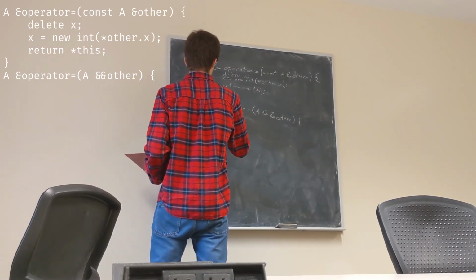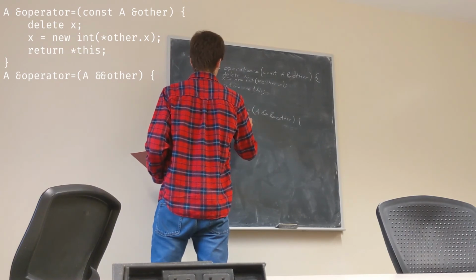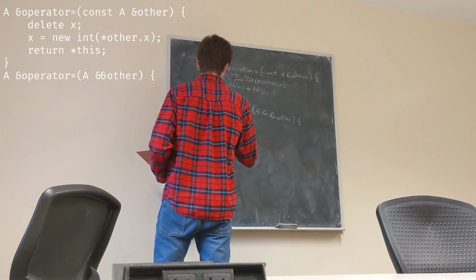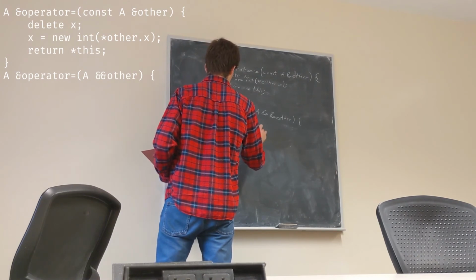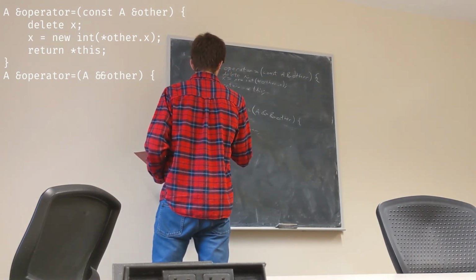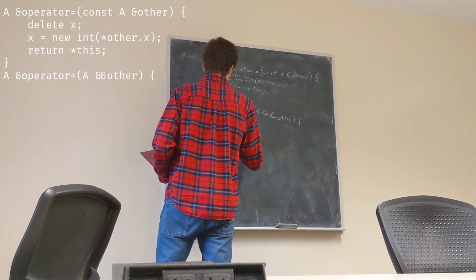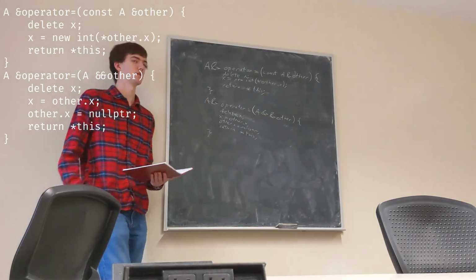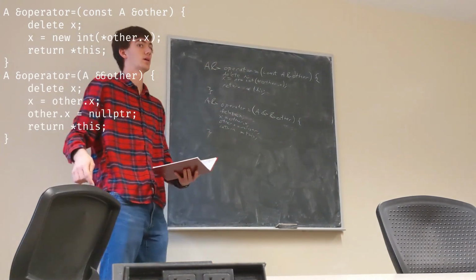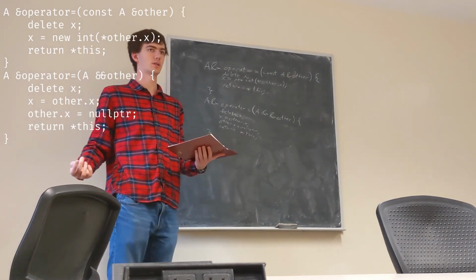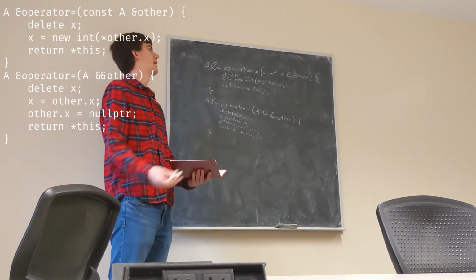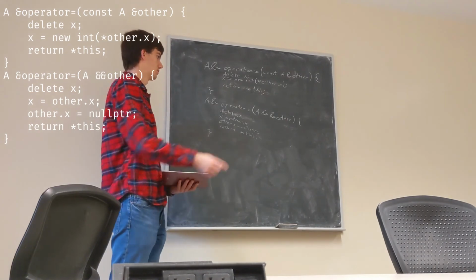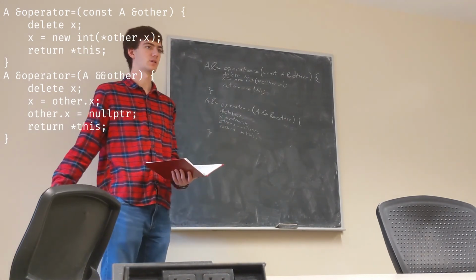And then here, we could say delete x, x equals other.x, other.x equals nullptr, and return the value pointed to by this. Does that make sense? So we're implementing the exact same functionality as copy and move construction, except that now we have to deal with the fact that the current object is already constructed and already has a value, which we have to cleanly get rid of before we copy or move in our new value. But in either case, the copy and move logic is very similar.